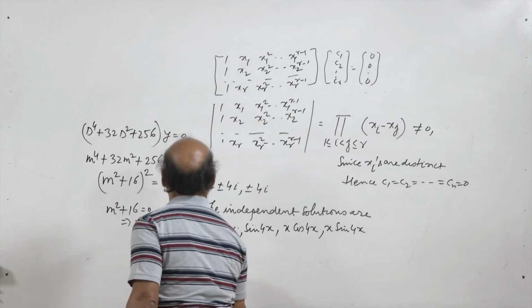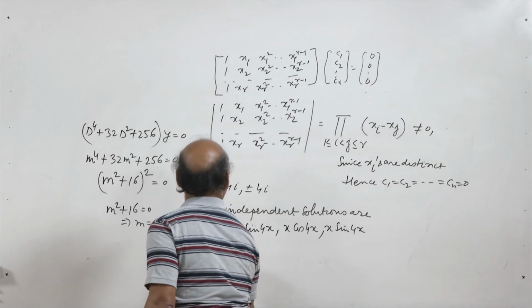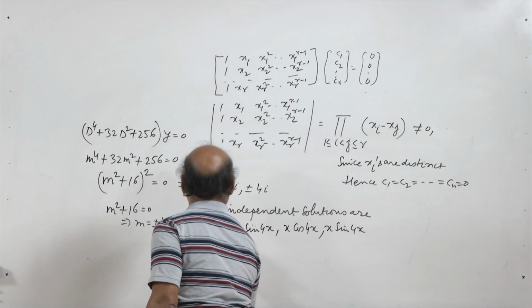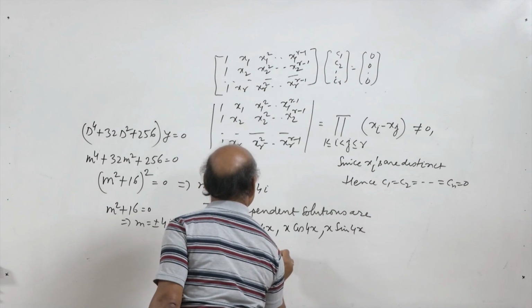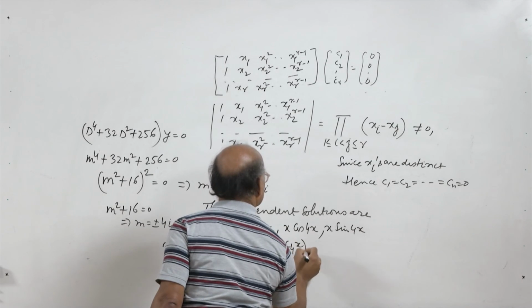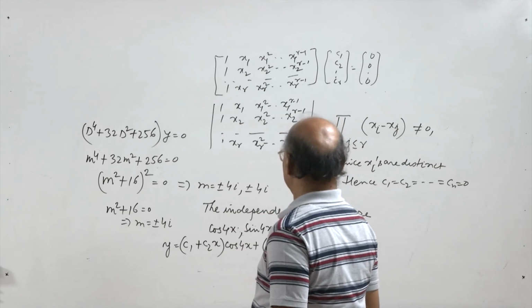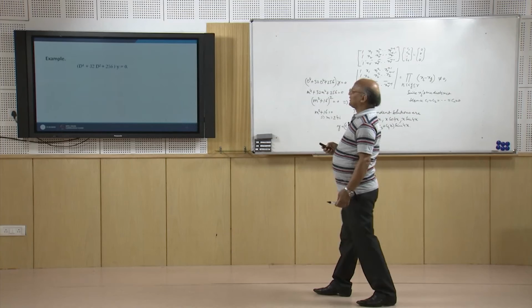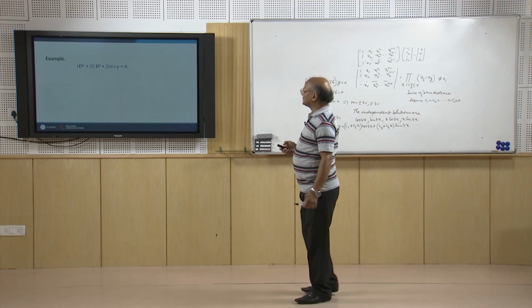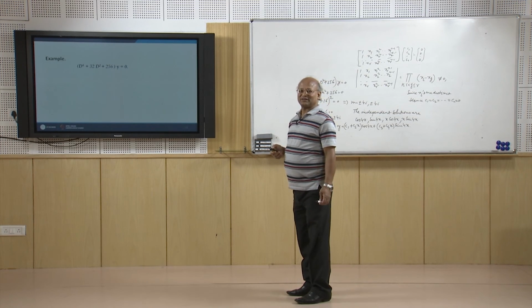So we will write the general solution as y equal to c1 plus c2x into cos 4x plus c3 plus c4x into sin 4x in this case, where c1, c2, c3, c4 are arbitrary constants. With that we conclude this lecture on solution of homogeneous linear differential equations of higher order. I thank you for your attention.